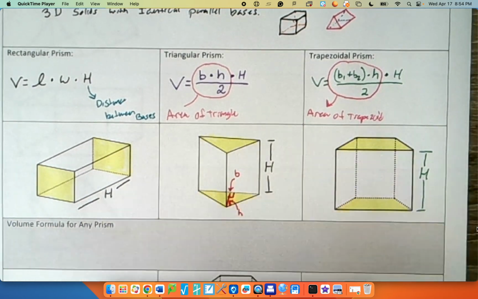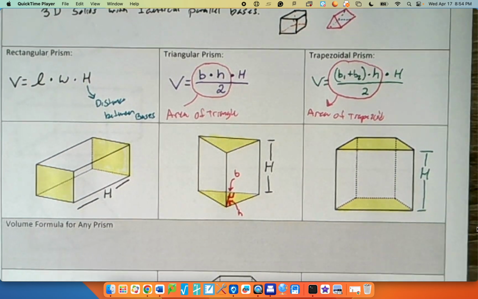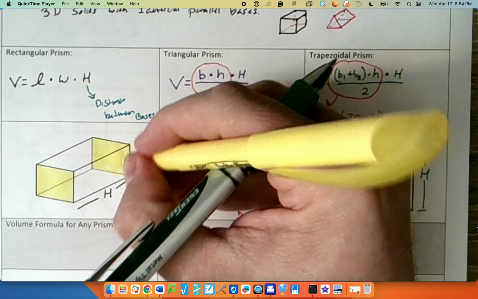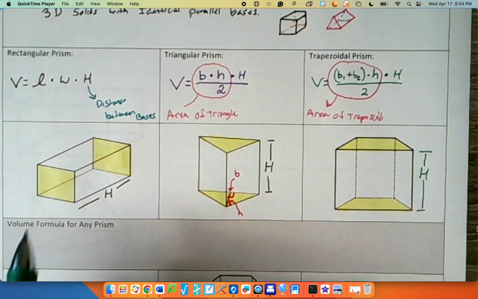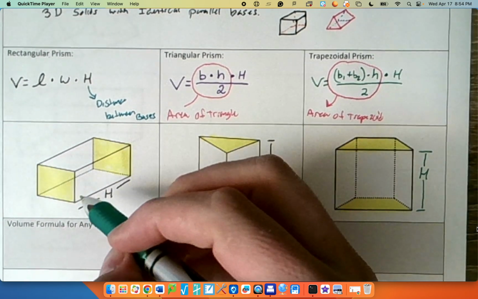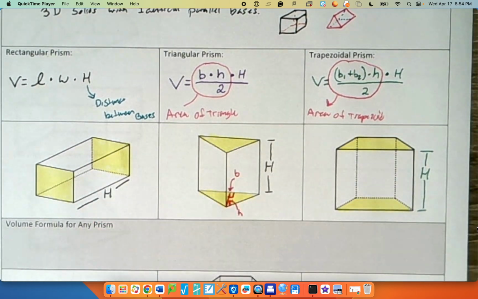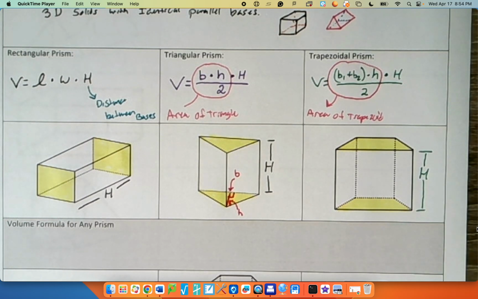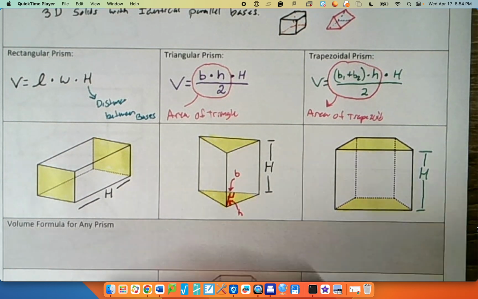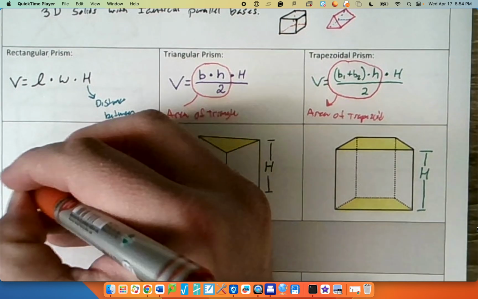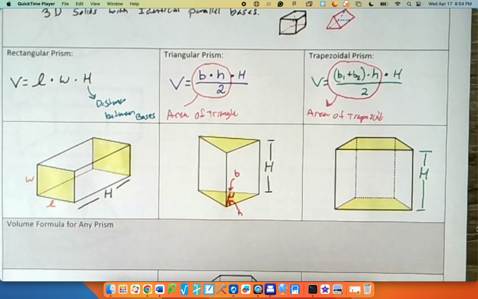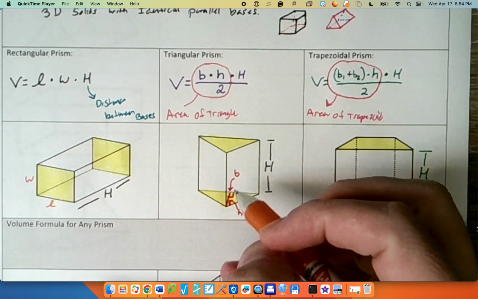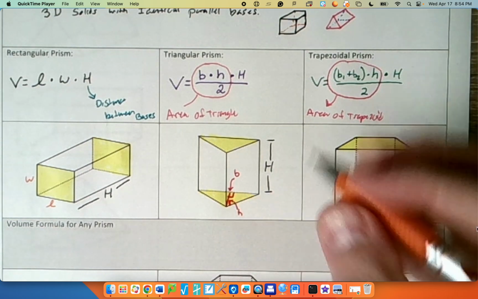Now the way that I highlighted this one, the height was going from the front to the back, but the base of this rectangular prism could be the bottom. So if I were to go through and label all the pieces, I have length, I have width, I have height, I have base, little height, big height.